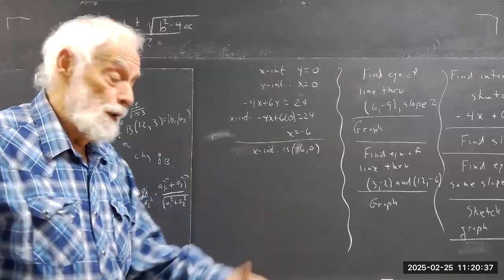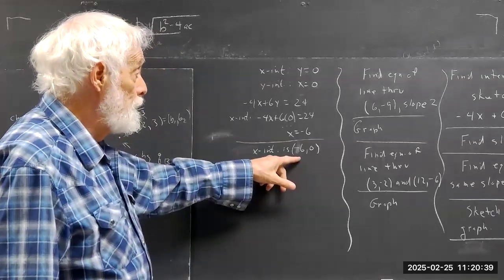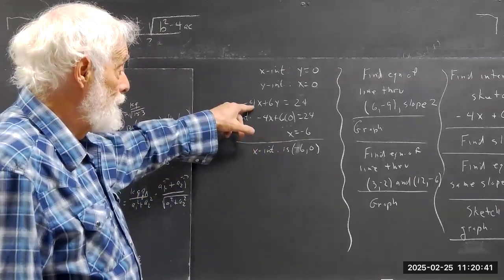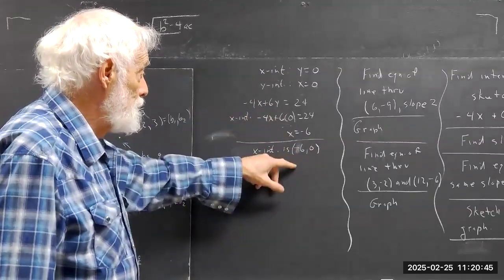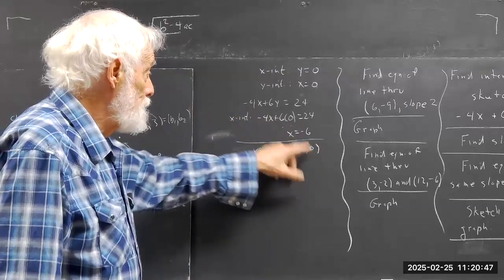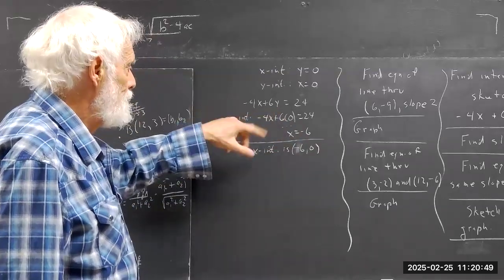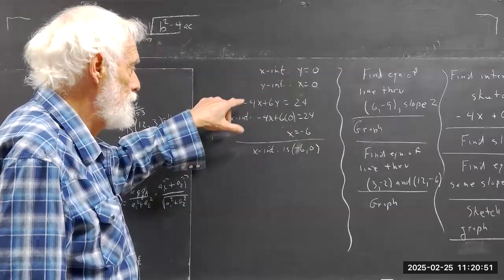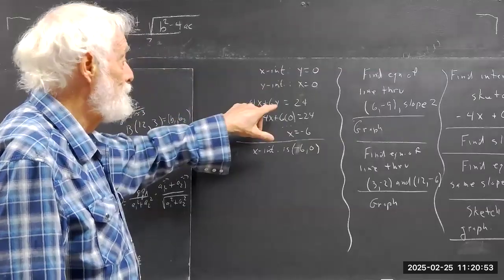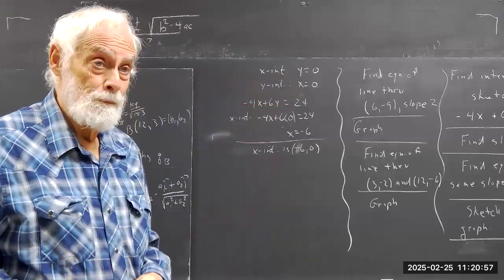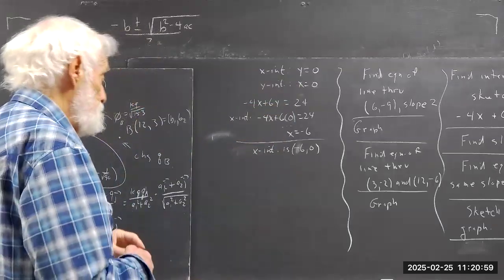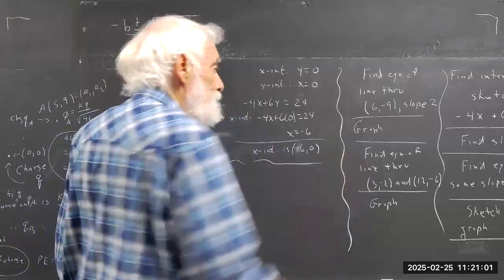Then we can check it. We can plug negative 6 in for x and 0 for y. And we see negative 4 times negative 6 is 24. 6 times 0 is 0. So we get 24 equals 24. There it is. So you check.